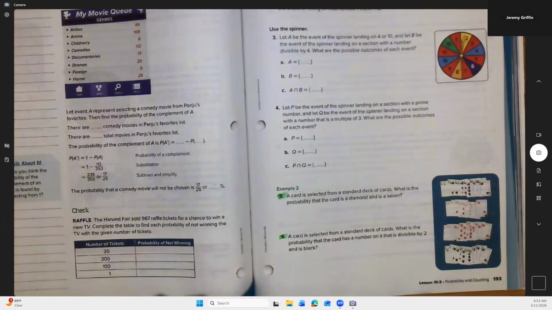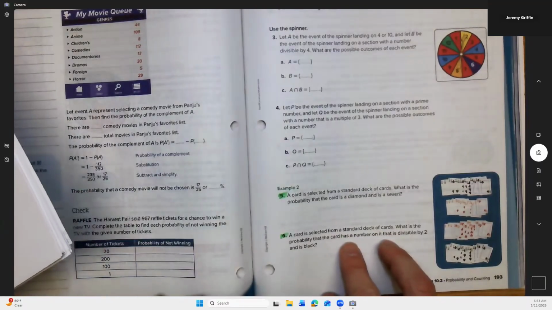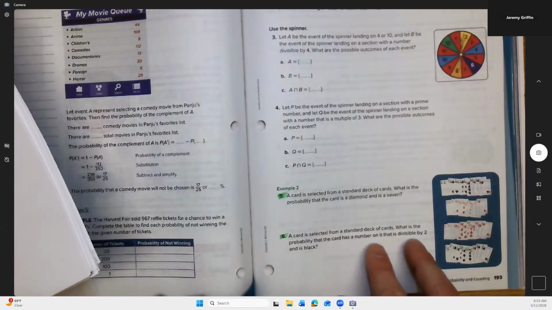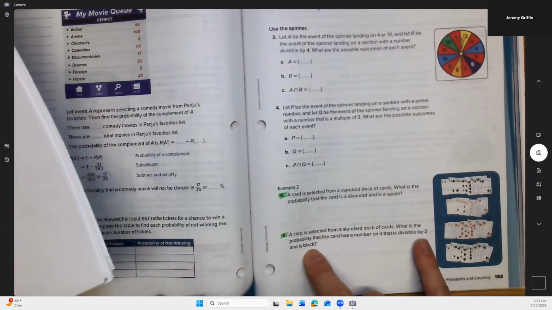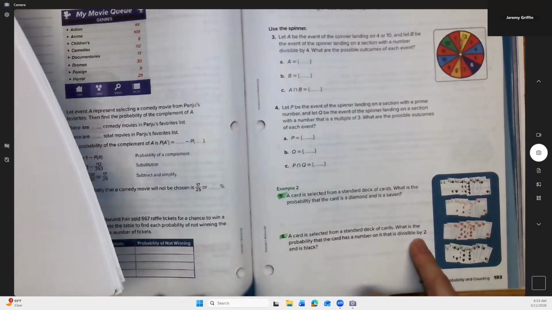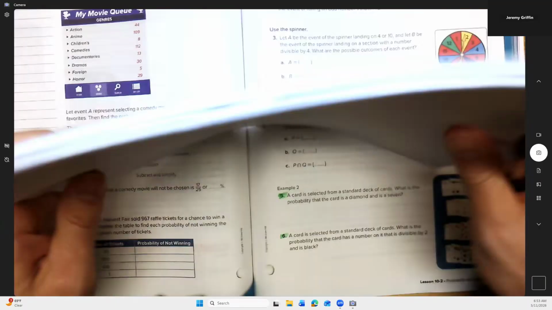Okay, number six. A card is selected from a standard deck of cards. What's the probability that the card has a number that is divisible by two and is black? Ooh, divisible by two. It's an even card. But I think that would not include the face cards. I'm going to say that does not include the face cards, so that's how I'm going to interpret that.